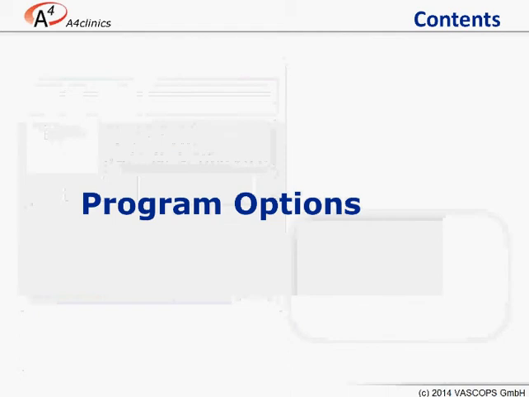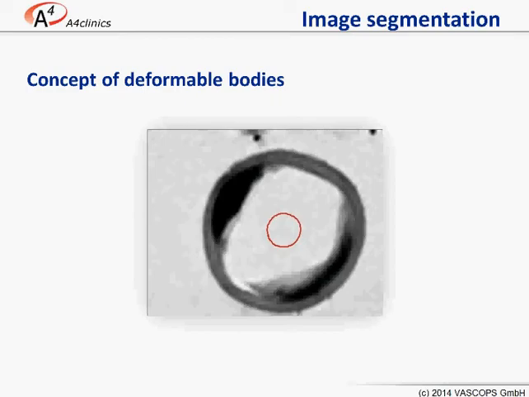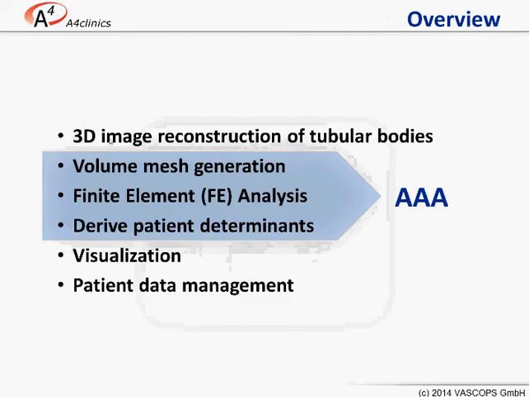Now, what the program actually can do is summarized here. So we're going to start with the 3D reconstruction of tubular bodies. Then we're going to do mesh generation, finite element analysis, and derivation of patient determinants. These three points are limited to AAA, so abdominal aortic aneurysms, simply because this is specific data for this type of pathology. And then visualization and data management, of course, is general here.